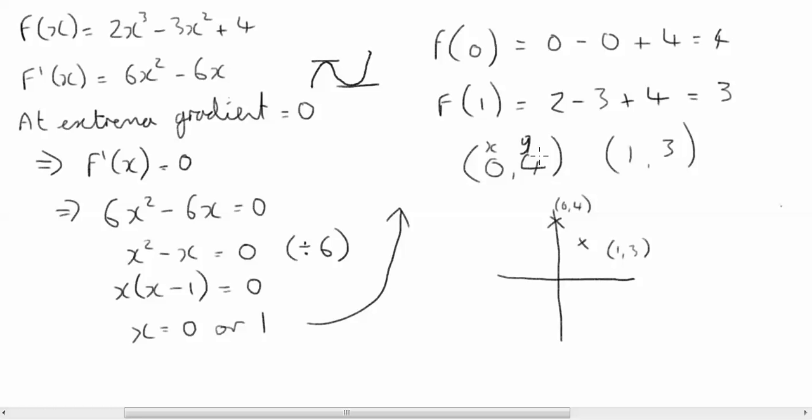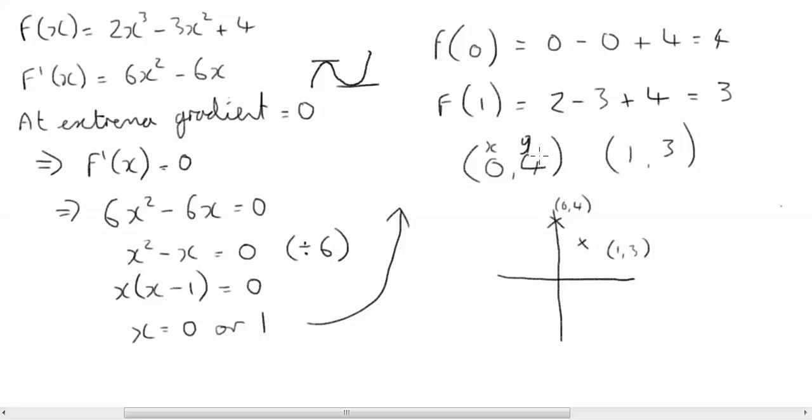Then I do the same for 1, put that in, get a value of 3, and that gives me a second coordinate, 1, 3. Now I've just very roughly sketched those onto a graph. 0, 4 and 1, 3 would be about in those places. I'm going to show you a more formal way of finding out whether they're maximum or minimum next year, but for now we can just look at those points. We know that the turning points are there, and they're the only turning points for this function.